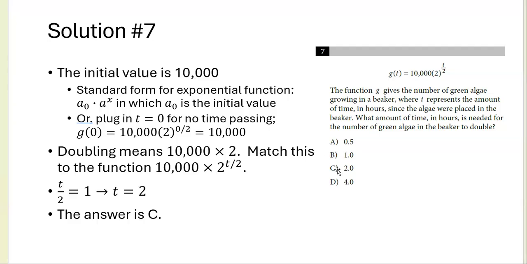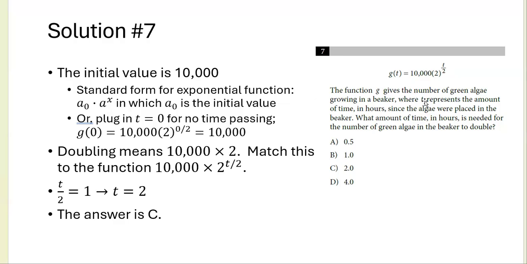So once again, it is helpful if we know the general form for exponential function because we can immediately eyeball that the initial value is 10,000. We want it to double, so that's 20,000, meaning we want 2 to the t over 2 to be equal to 2. And that only works when t over 2 is 1, which means t equals 2. Okay, if we don't know this general form, then we have to do this extra step.